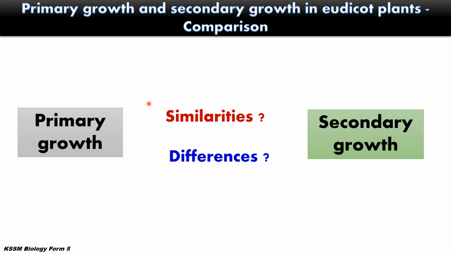Yang ini index baru. Tulis index baru. Comparison between primary growth and secondary growth. So, you buat satu table. The similarities, apa dia? Differences, apa dia? Later on, in class, we discuss. Okay? Alright, you buat dulu. Lepas ni, kita tengok kepada, this will be your homework lah, for this slide.